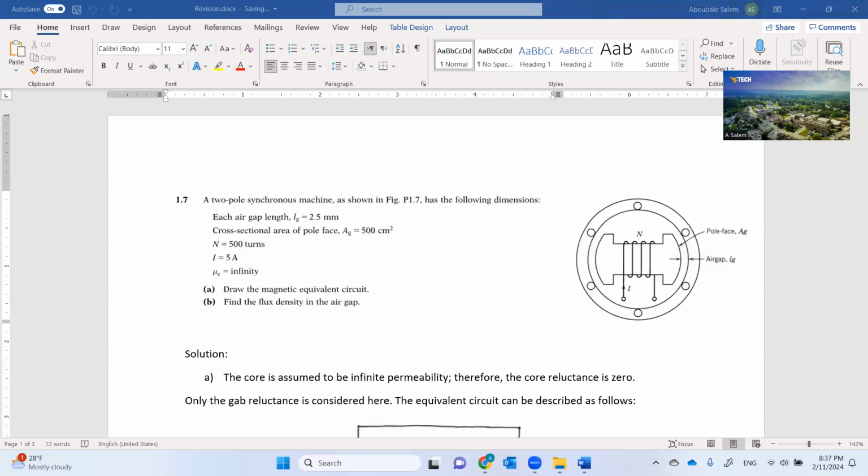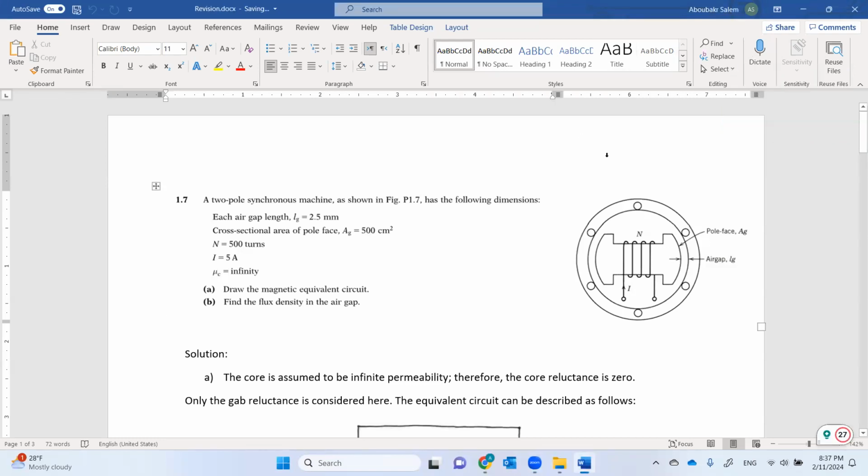Hello everyone. Today we are going to solve some problems as a revision before the midterm exam. You need to solve all homeworks, okay?